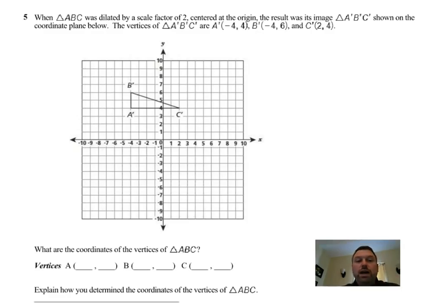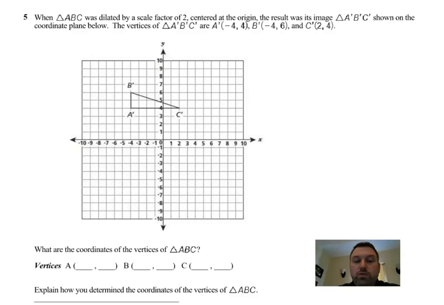It says when triangle ABC was dilated by a scale factor of 2, centered at the origin, the result was its image, triangle A prime, B prime, C prime, shown on the coordinate plane below. The vertices of triangle A prime, B prime, C prime are A prime (negative 4, 4), B prime, and so on. Remember, prime notation means where you end up. That's the image. So if some shape was dilated by a scale factor of 2, it must have gotten bigger. So A prime, B prime, C prime is bigger than the pre-image, or the original shape.